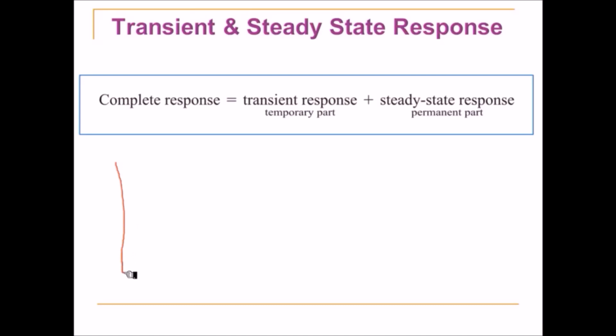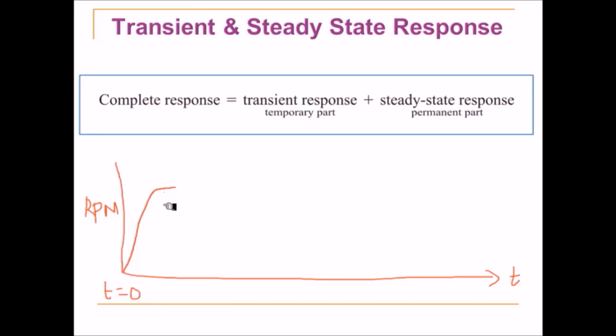If you plot the speed of the fan with respect to time, speed of the fan normally given in rotations per minute, that is RPM. Suppose you switch on your fan at time t is equal to 0. The fan starts to run slowly and picks up speed. Assume that your fan reaches maximum speed at time t is equal to t1, and it will continue to maintain the same speed till you switch off your fan. Suppose you switch off your fan at time t is equal to t2.